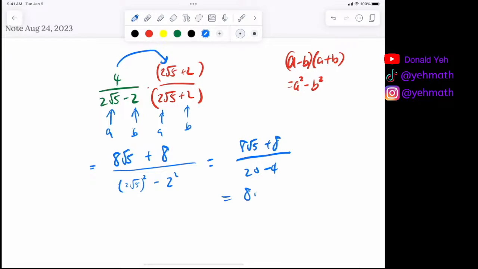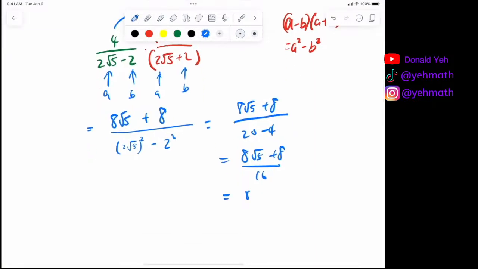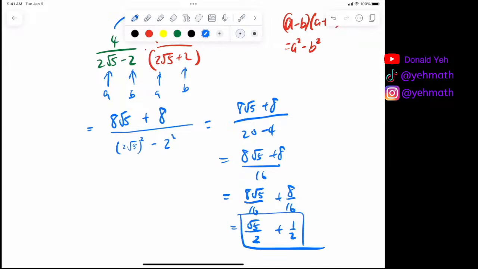So now I like this part. This part is very, very tricky about answers like this. I don't like an answer like this. I never do. What are you supposed to do? Split. Yes. Good. Somebody's paying attention in class. So 8 root 5 over 16 plus 8 over 16. And that's equal to root 5 over 2 plus 1/2. And that will be the final answer here. And that's how you simplify the radical. Does that make sense? Okay, next question.